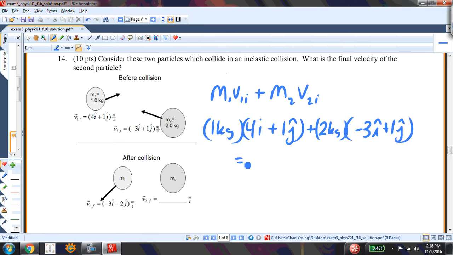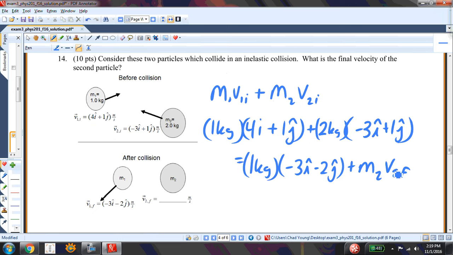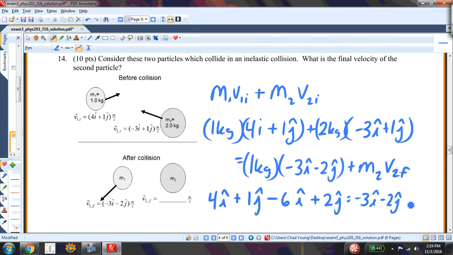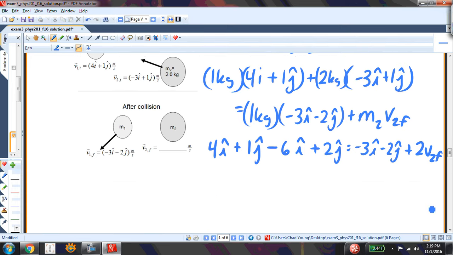That's going to equal our final momentum, which is going to be m1, which is 1 kilogram, times -3i minus 2j, plus m2 times v2f. And I just solve for v2f, keeping my i's and my j's together. So I get 4i plus 1j, distributing these masses, minus 6i plus 2j equals -3i minus 2j plus m2 was 2 v2f. Combine those i and j terms.